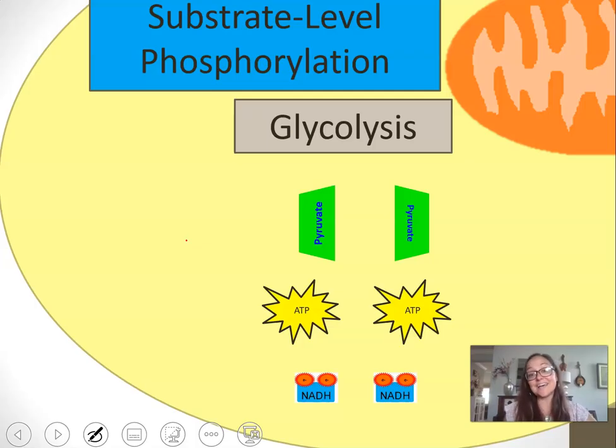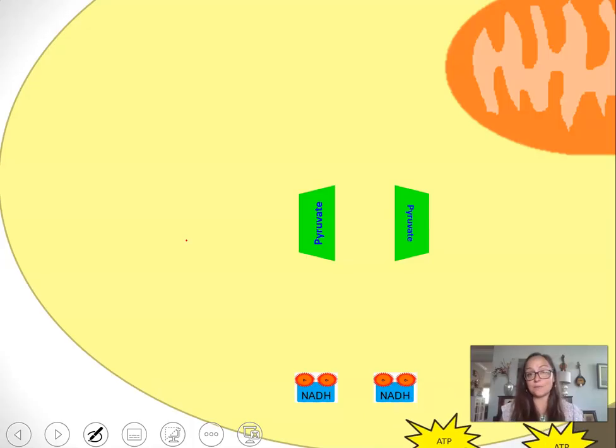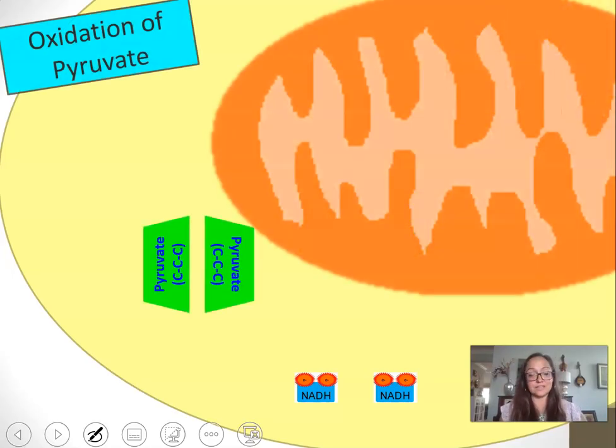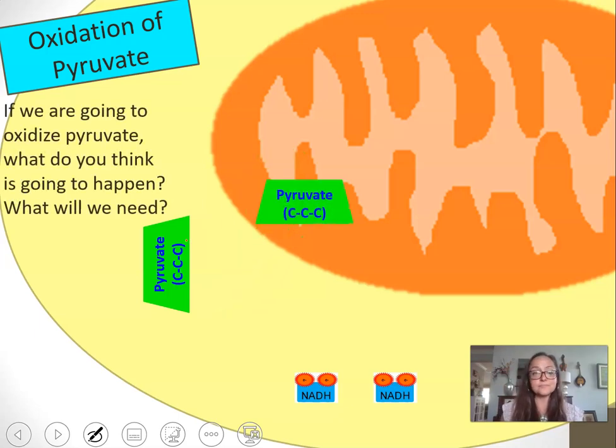So at the end of glycolysis, we ended up with a net gain of 2 ATP that will be used by the cell for energy. And now we have 2 pyruvates and 2 reduced electron carriers. So all of these will move into the mitochondria, where they'll be utilized for aerobic respiration. So let's think about the big picture for a minute. We started with a 6-carbon glucose.